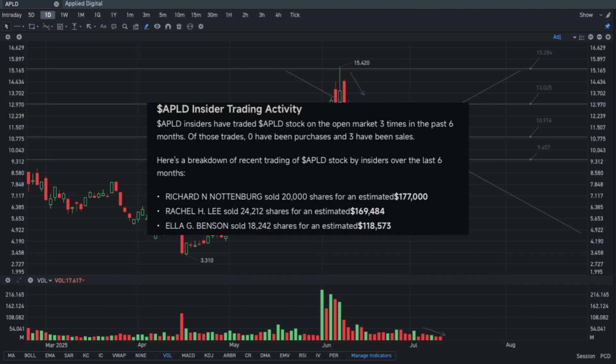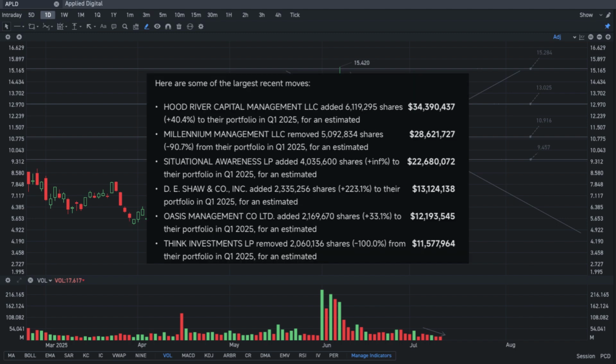As the stock continues to adjust downward, we see some data. In the past 6 months, Applied Digital insiders have traded APLD shares on the open market 3 times. Among them, 0 times were bought and 3 times were sold. A total of 62,454 shares were sold. In the most recent quarter, 163 institutional investors added APLD shares to their portfolios, while 106 institutional investors reduced their holdings. This is a recent move by some institutional investors on APLD stocks.